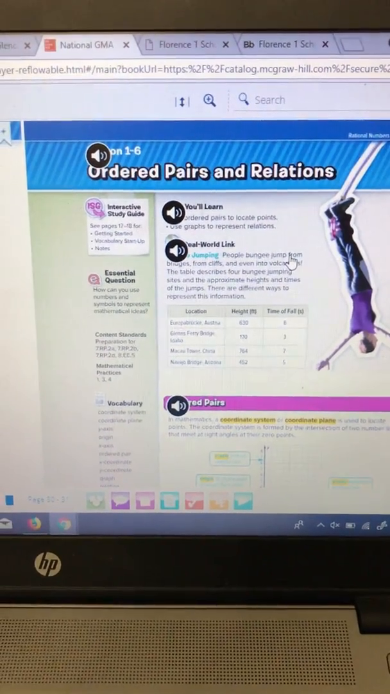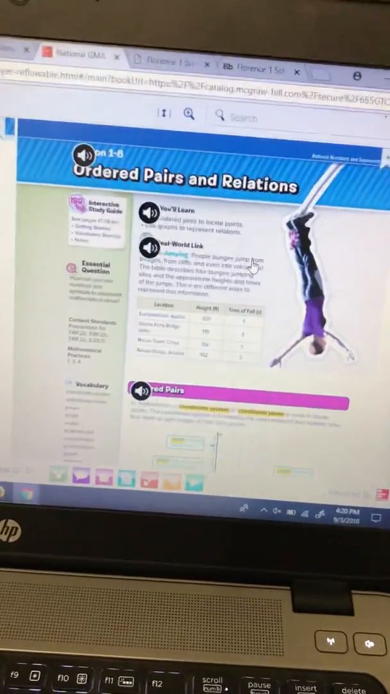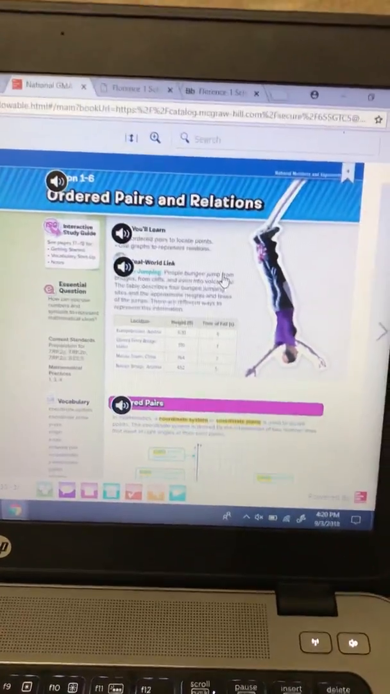Alright everybody, today we're looking at ordered pairs and relations. So we're looking at the way that we graph data. When we talk about ordered pairs, we're talking about graphs.